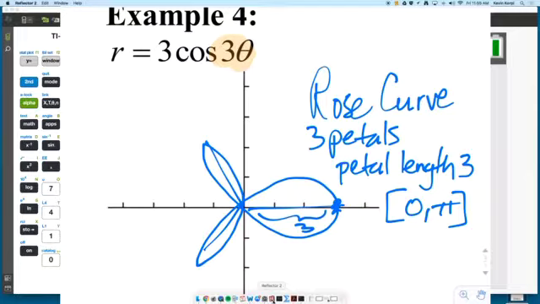Which 3 in the equation do you think was responsible for the petal length? The coefficient of theta or the coefficient of cosine? Cosine. Yeah, and it makes sense if you graph it by facing due east. When theta is 0, plug in a 0 for theta. You get 0 times 3 is 0. Cosine of 0 is 1. And now 1 times that 3 in front tells us how far out we go. So the number in front will tell you the petal length.